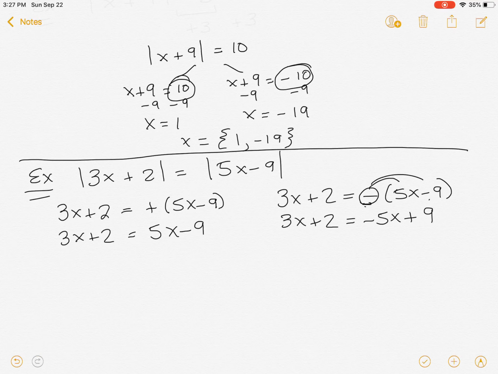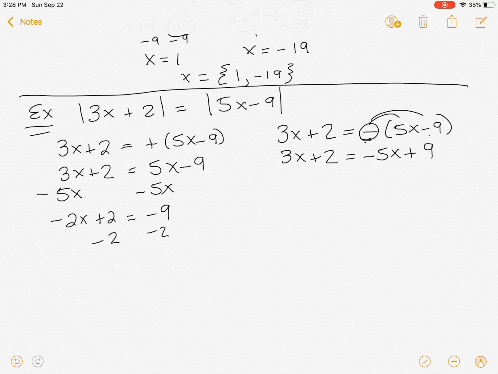So that I can set up two equations. The first thing I'm going to do here is subtract 5x from both sides. So I get negative 2x plus 2 equals negative 9. Then I can subtract 2 from both sides and get negative 2x is equal to negative 11. Divide both sides by negative 2, and you get x is equal to positive 11 over 2. On this side, I'm going to add 5x to both sides.